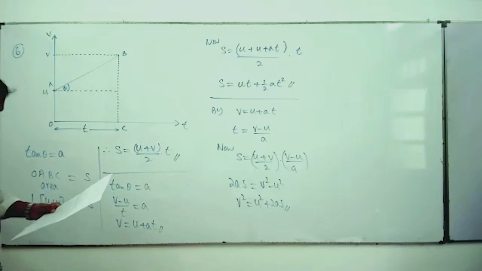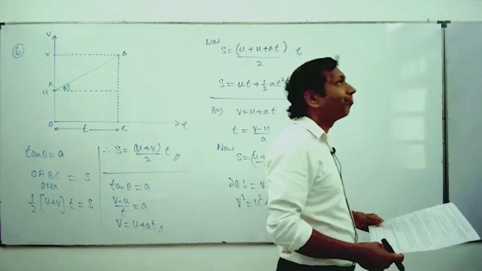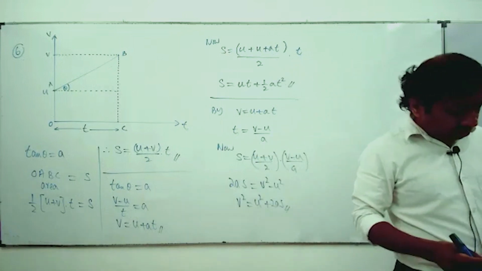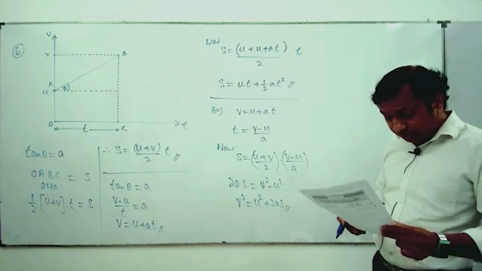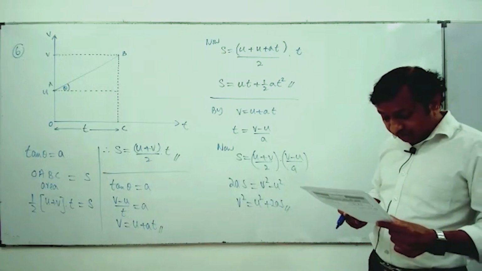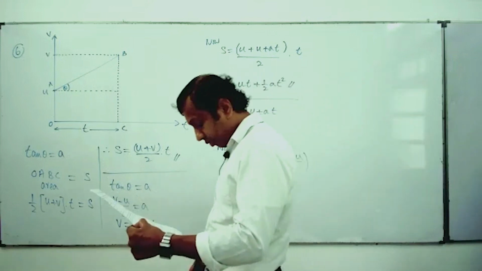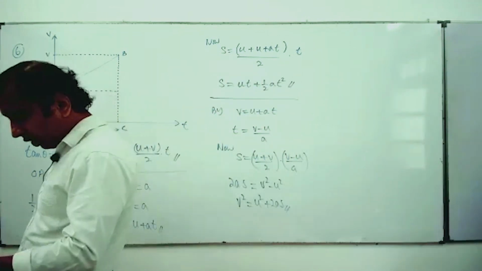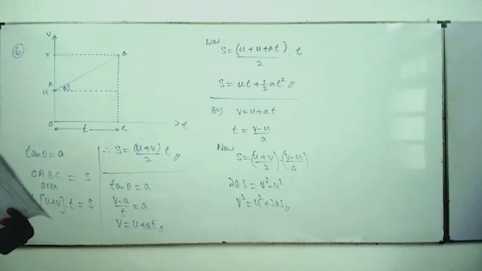Right. It's part B. A particle is projected vertically upwards with velocity u meters per second. After time t, another equal particle is projected vertically upwards with the same velocity from the same point. Show that this answer.